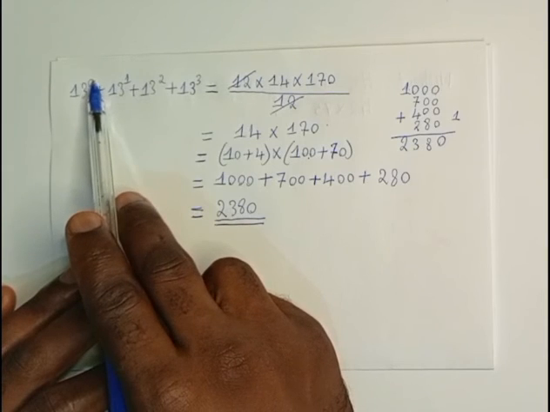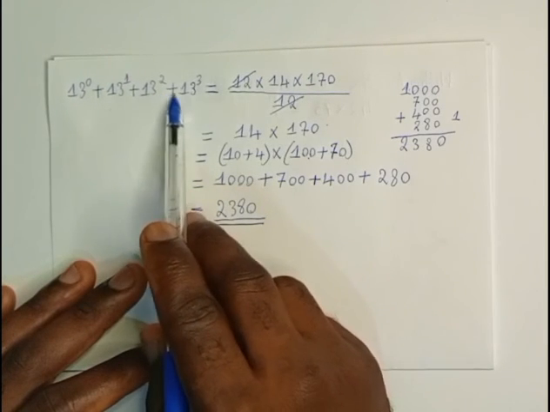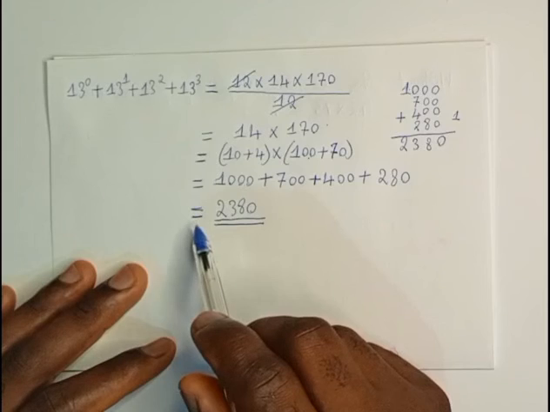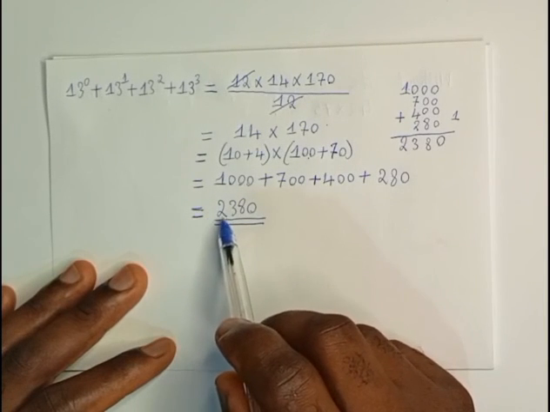Therefore, 13 to the power 0 plus 13 to the power 1 plus 13 to the power 2 plus 13 to the power 3 without the use of a calculator is equal to 2380.